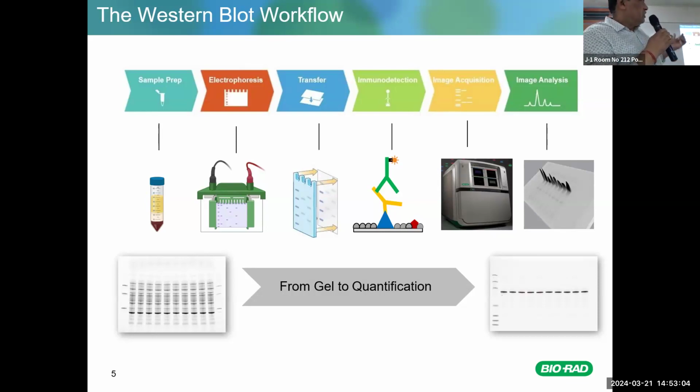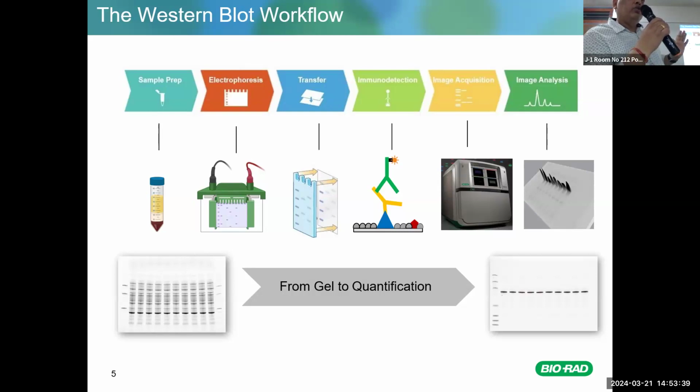Then after running the gel, you have to do transfer. So transfer is what? Whatever proteins you have separated in the gel, you have to transfer onto a membrane. So why are we doing transfer actually? If proteins are already separated in a gel, can we not detect those proteins in the gel with the antibodies? It is very difficult actually to do all that process in the gel. And the gel is fragile, it can break during the processes also.